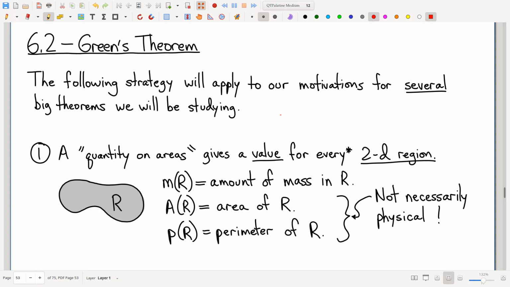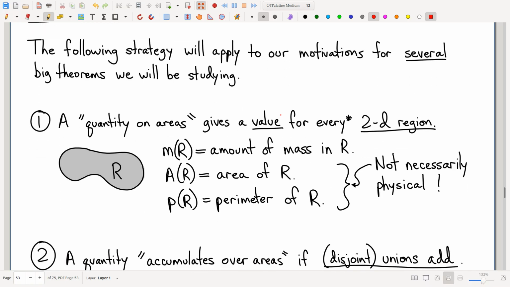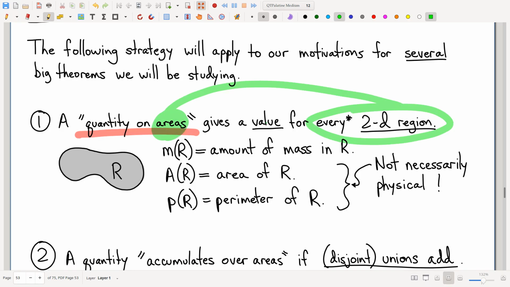Okay. So first of all, I'm going to define what we mean by a quantity on areas. This is actually no big deal. A quantity on areas just says if you give me an area, namely a two-dimensional region, (asterisk, we've got to worry about certain regularities, but let's not go down into the weeds on that), so just think a nice, normal, pretty two-dimensional region like that. If you give me a two-dimensional region, then there is a corresponding value describing what the quantity is on that region.